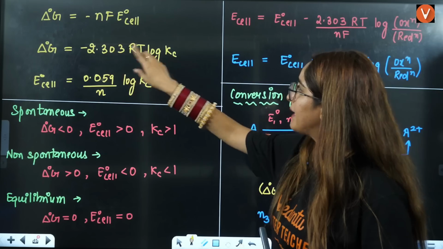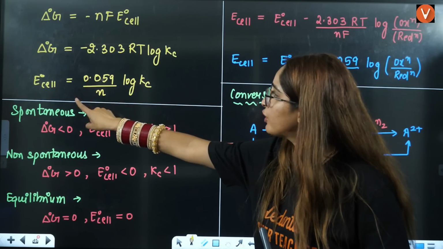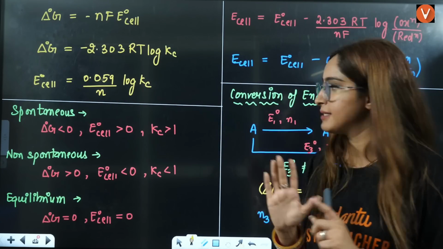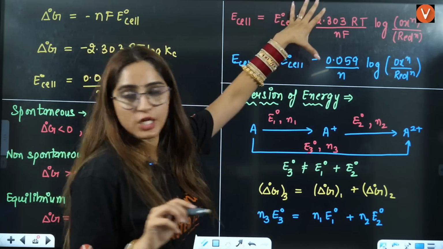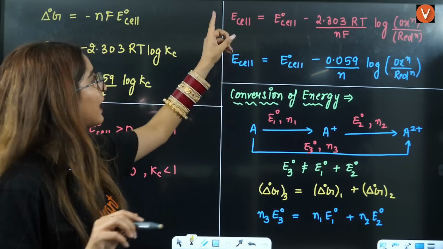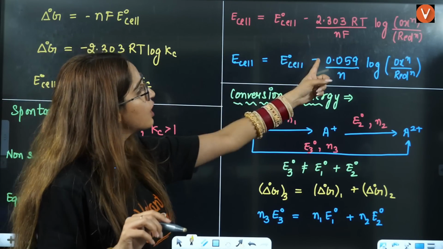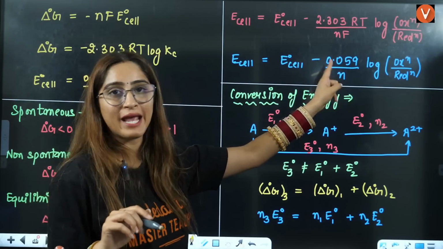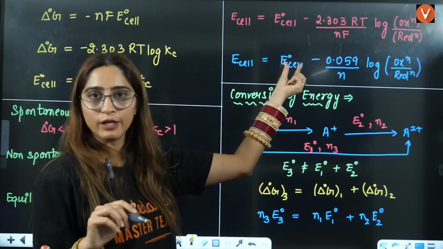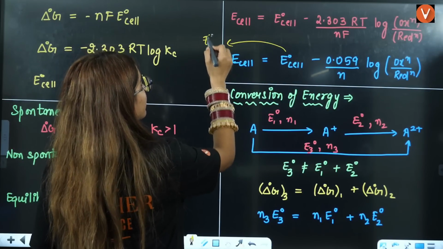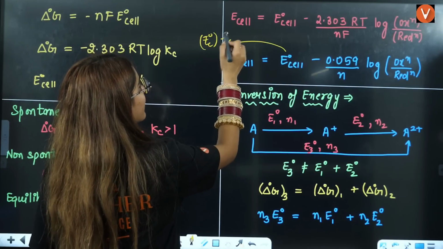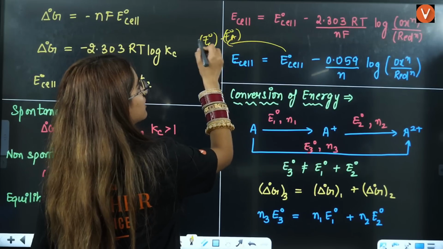Then delta G dependence on Kc, then E0 cell and Kc dependence, right? This all has been generated from this equation, that is the Nernst equation: E cell is equal to E0 minus 0.059 divided by n, where n is the n factor. This is the E0 cell that you can calculate by E0 cathode reduction potential minus E0 anode reduction potential.